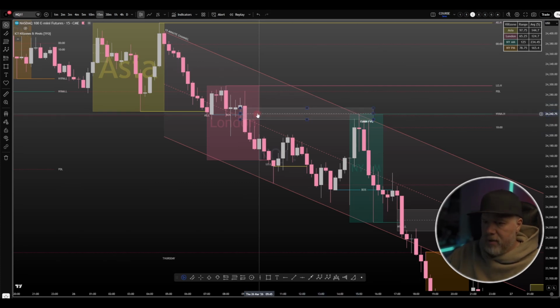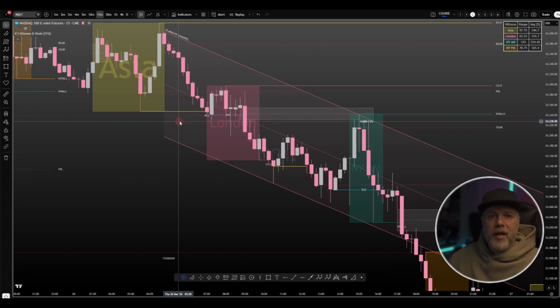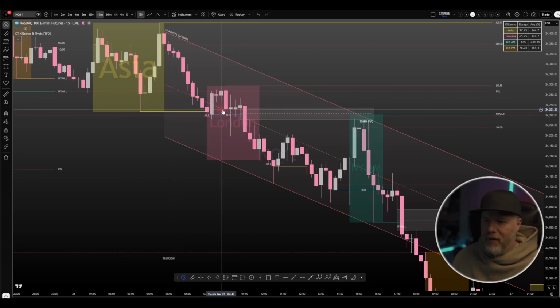Let's just get rid of this and we'll do this. There we go. The fair value gap is from candle 1 and candle 3. Creates a beautiful fair value gap. Step 4, wait for price to recycle back into the fair value gap.